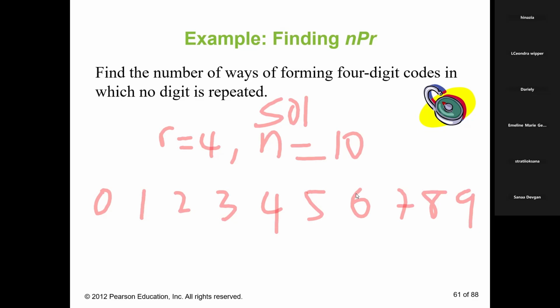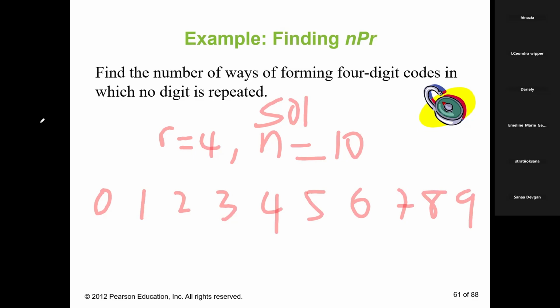Is this clear? So, Professor, it should be single digit? Anytime you talk about digits, the digits are 0, 1, 2, 3, 4, 5, 6, 7, 8, 9. So there are 10 digits. That's why n is 10. You're going to choose 4 among the 10. So you need to know the meaning, okay?